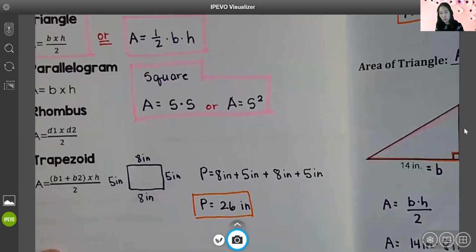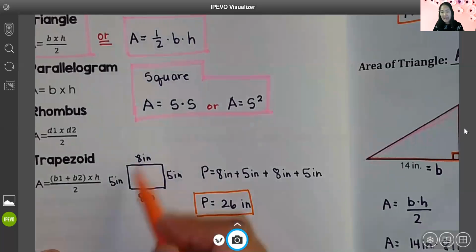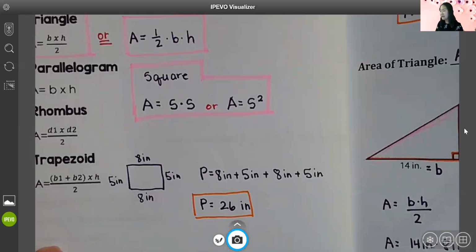Same thing with a square or triangle. You simply add up all of the sides, okay?